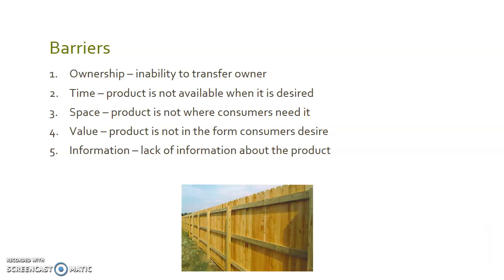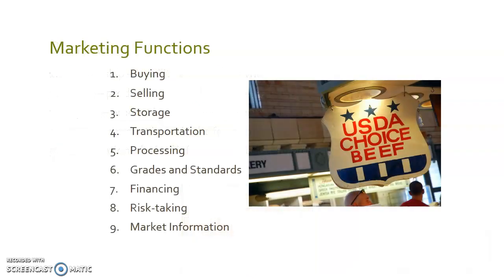So the market provides 9 functions that overcome those barriers, if you will. Those functions are buying and selling, which overcomes the ownership barrier. If I'm selling to you, you buy it. We've exchanged ownership. There is storage, which overcomes time. Think of hay that gets stored until people are ready to use it. Think of canned foods that are stored. Transportation overcomes the location or the place barrier. Processing overcomes the value barrier. I mentioned before wheat and it being processed into flour. That would be a value barrier.